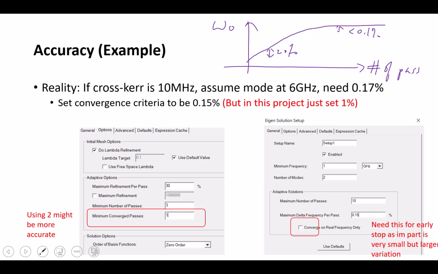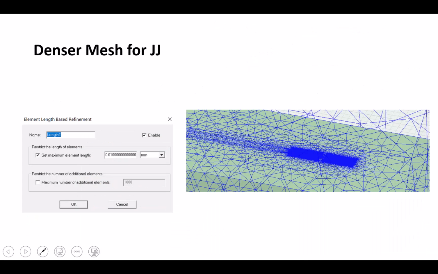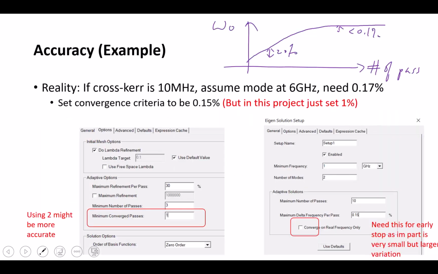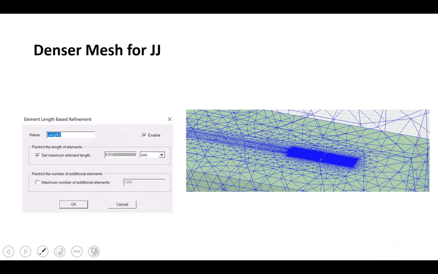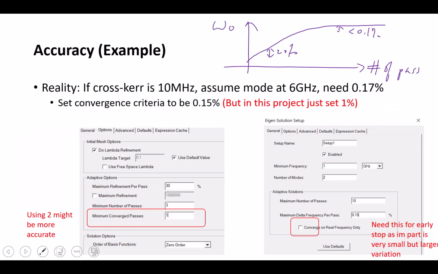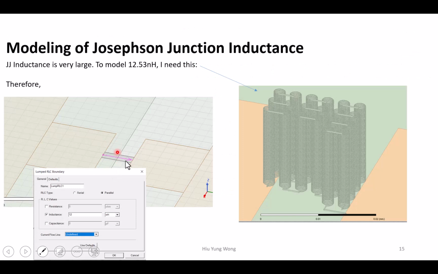In terms of convergence, also in the future when you do research, it is often better to converge on real frequency only. That will help you. Otherwise, it is difficult to converge. So we want that. Oh, you want to click it. Yeah, converge on real frequency. Now, this is an example. There's a Josephson junction here. Again, I cannot model the Josephson junction, I only put this inductor here.